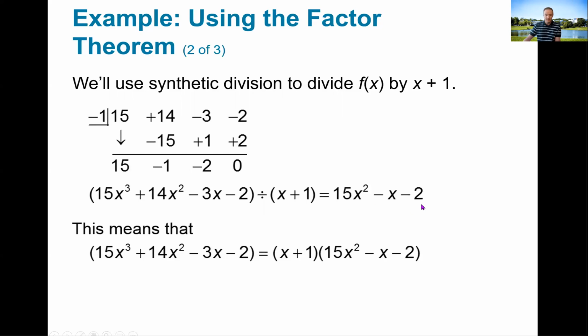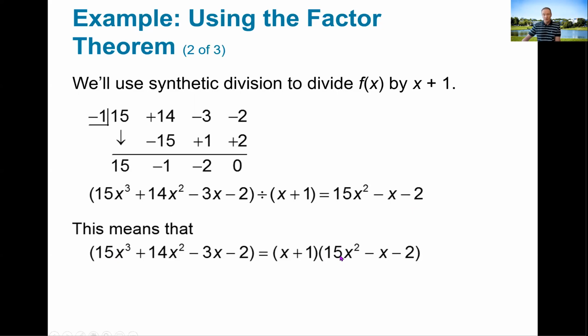So it gives me this polynomial left over. So I could rewrite in factored format that original equation, 15x cubed plus 14x squared minus 3x minus 2, would factor to be x plus 1 times 15x squared minus x minus 2. Now, in this one, that's not going to be hard to further factor. Once you get it down to the quadratic, you have a couple of options.